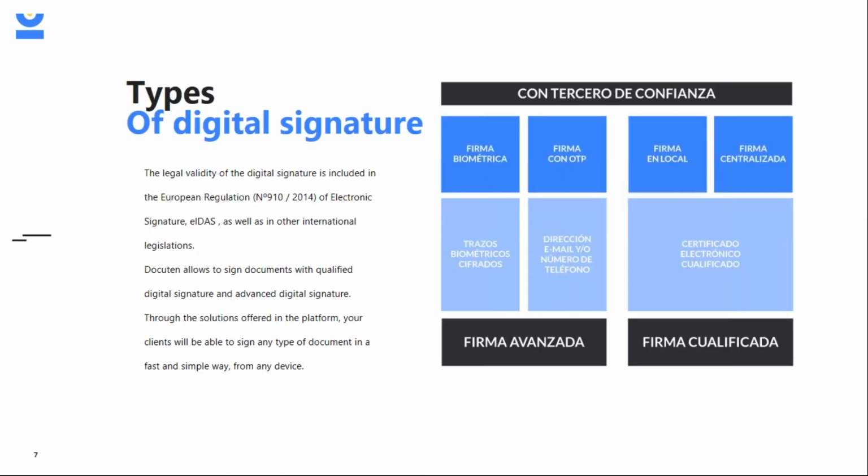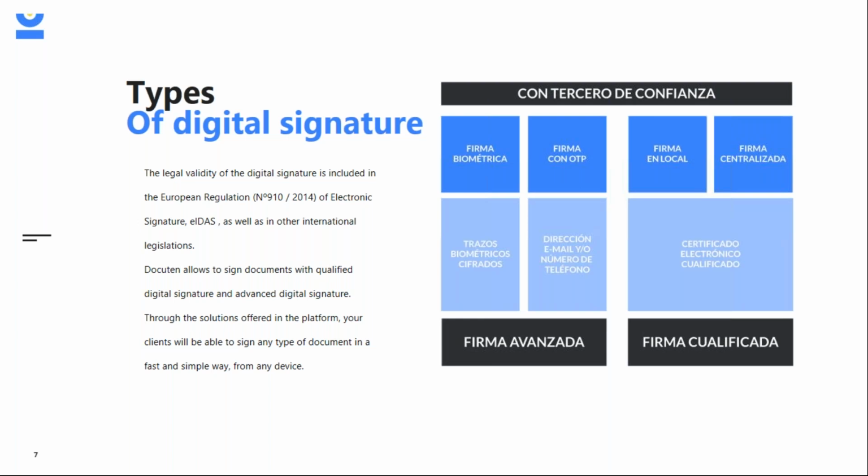Now moving to types of digital signature, Docuten is going to offer the types of digital signatures that have been included in the European regulation of electronic signature. And there are two main types: qualified signature, which is based on a certificate that has passed an authentication process beforehand, and also an advanced signature.